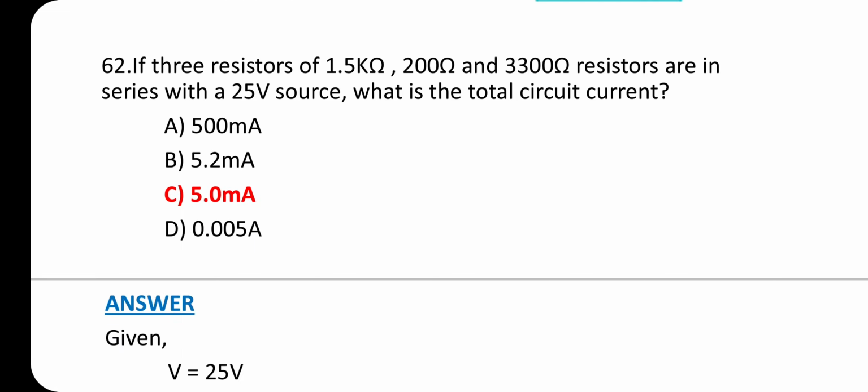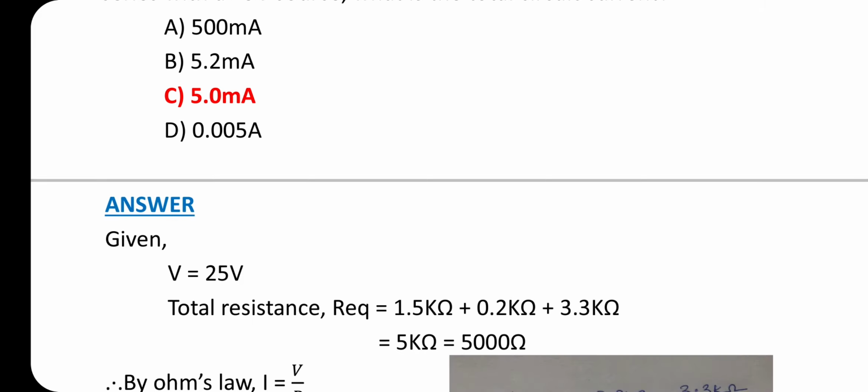62. If three resistors 1.5 kilo ohm, 200 ohm and 3300 ohm resistors are in series with a 25 volt source, what is the total circuit current? Answer is option C, 5 milliampere.